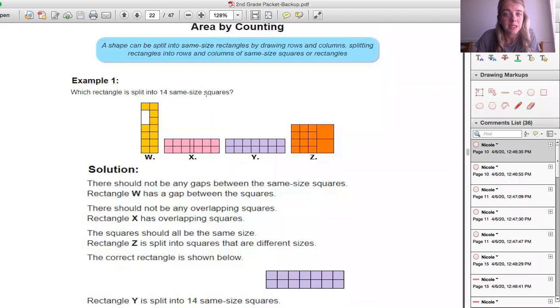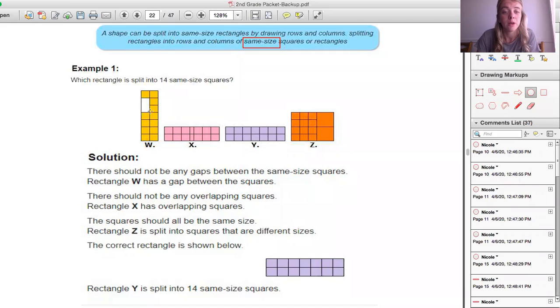A shape can be split into the same size rectangles by drawing rows and columns, splitting rectangles into rows and columns of the same size squares or rectangles. The word that I really want you to look at there is same size, because remember, if they're not the same size, then they will not be the area.